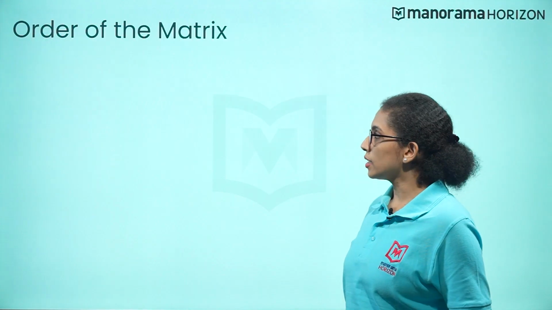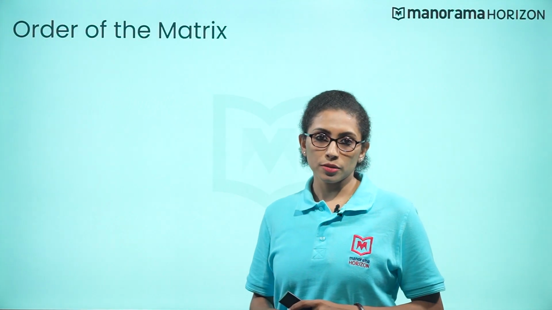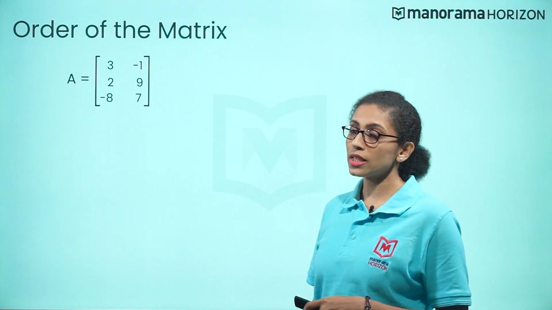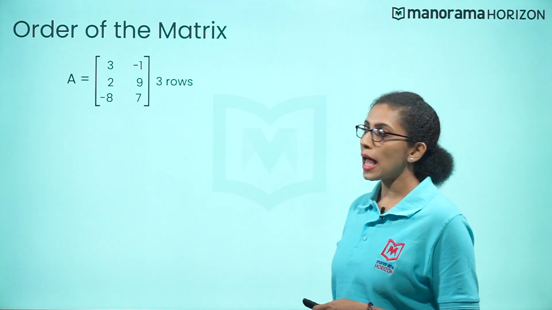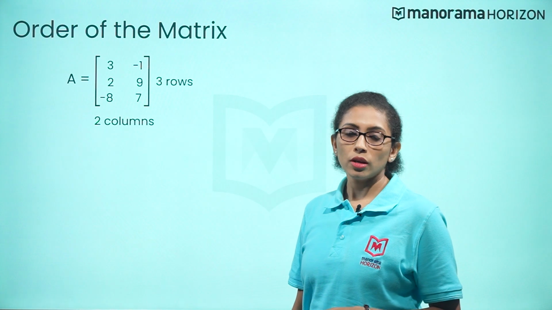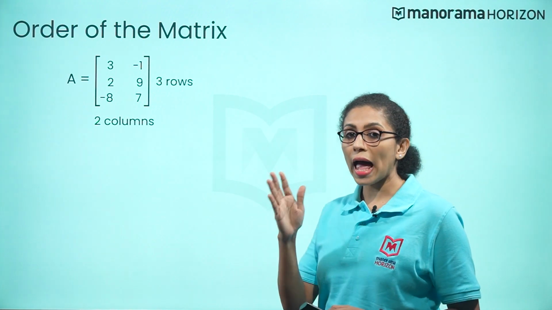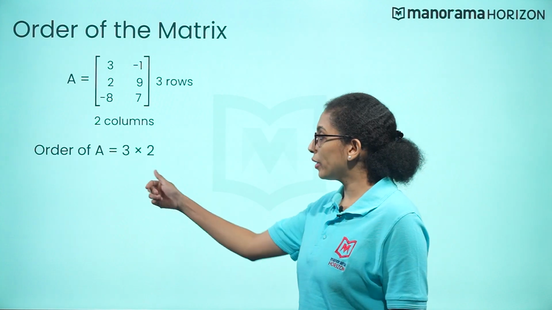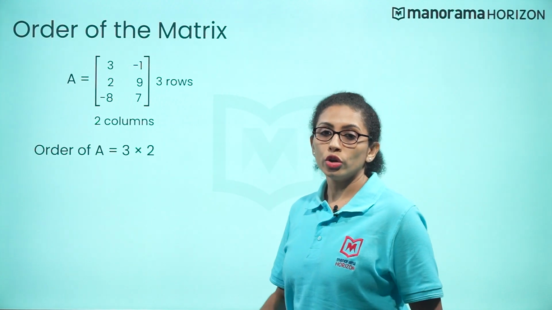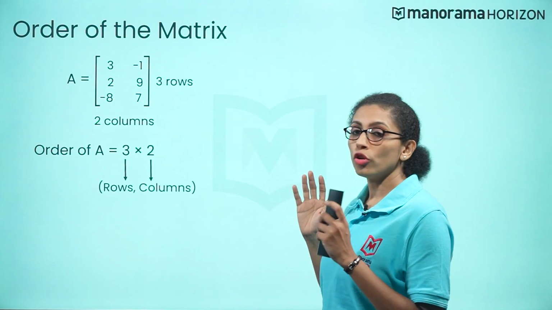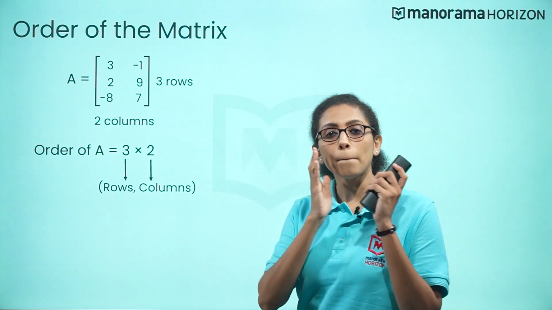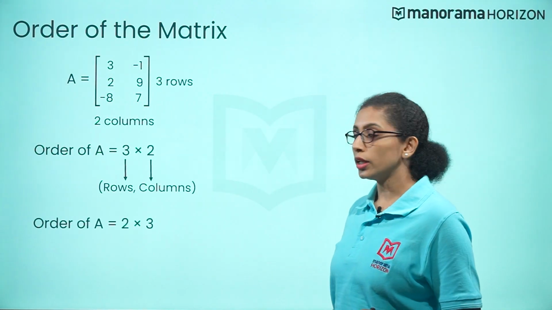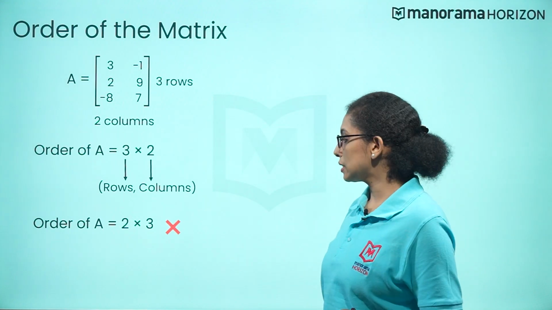Let's now discuss order of the matrix. Take the matrix A again. As you can see, it has 3 rows and 2 columns. I repeat, 3 rows and 2 columns. Order of the matrix is 3 by 2. Don't forget, the number of rows will always come before the number of columns. Writing the order 2 by 3 is wrong.